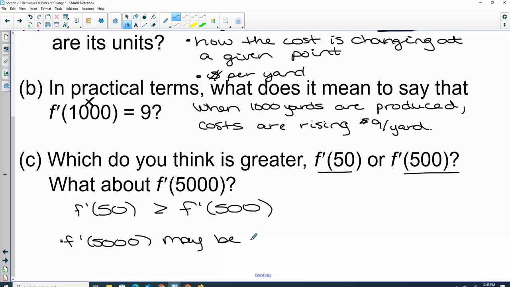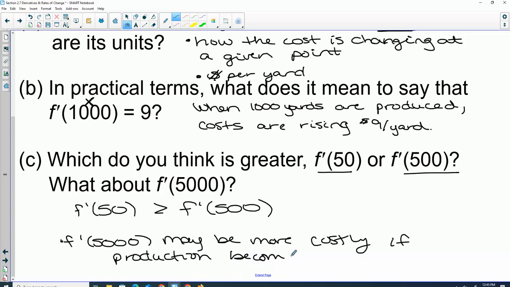may be more costly if production becomes inefficient. If I don't have enough workers or enough machinery to produce 5,000 bolts of fabric or 5,000 yards of fabric, then I have to upgrade everything. And now that's going to cost me a significant chunk of money. All right. Questions there?